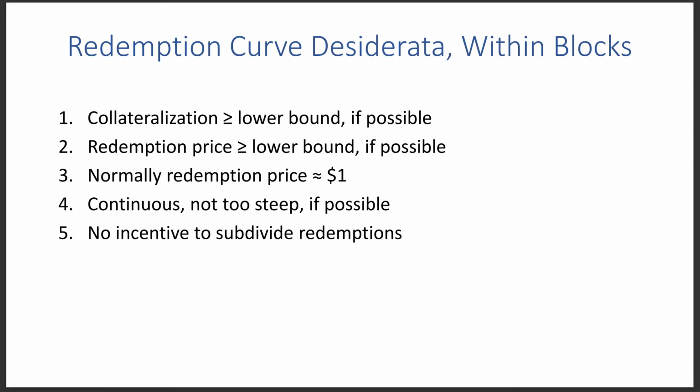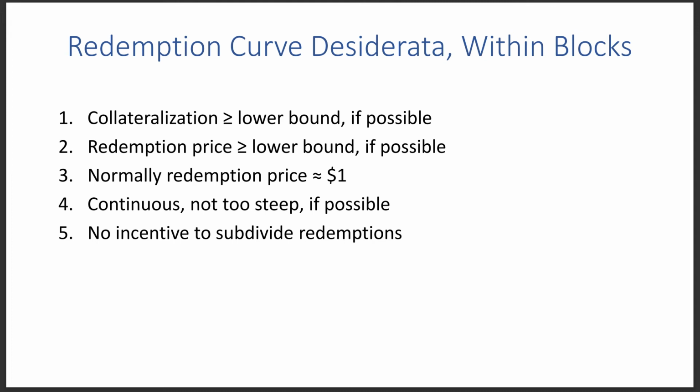The same should be true for the redemption price, so there should always be some level of stabilization if this is at all possible. Normally, of course, we want $1. This seems to be pretty relevant, that the redemption curve is continuous and not too steep to deter speculative attacks, where someone could make a relatively small redemption amount to lead to a high decline in the price. This is not what we want.